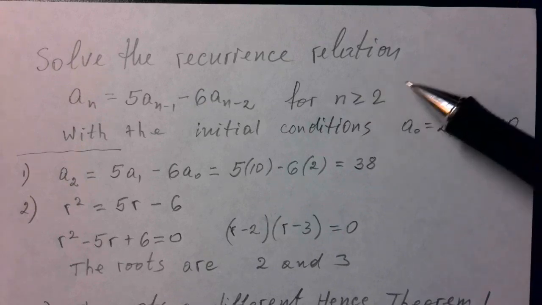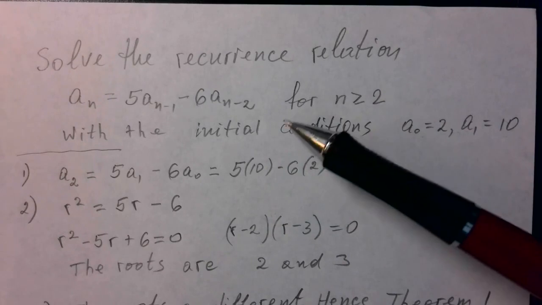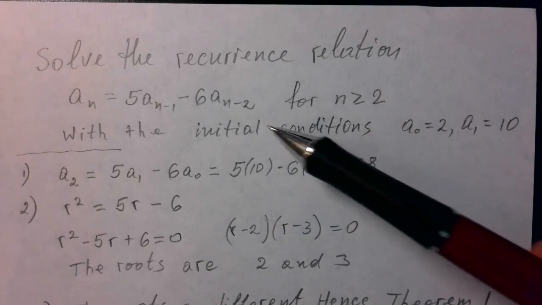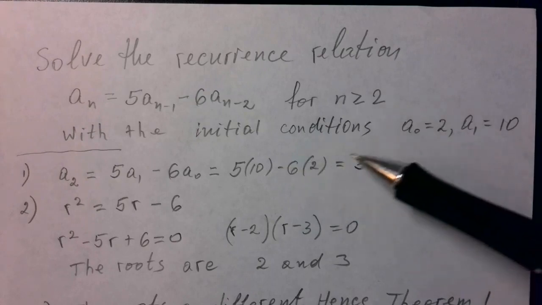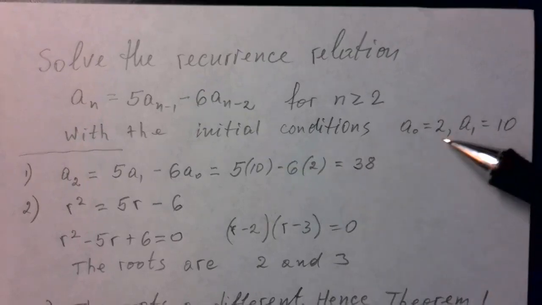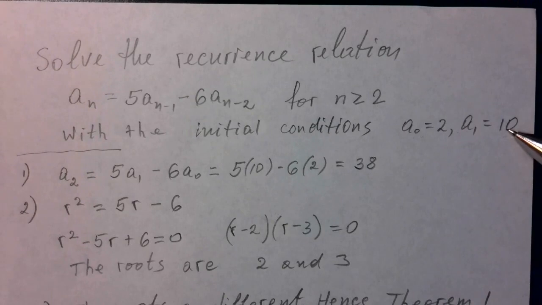Solve the recurrence relation a_n = 5a_{n-1} - 6a_{n-2} for n greater than or equal to 2 with the initial conditions a_0 = 2, a_1 = 10.